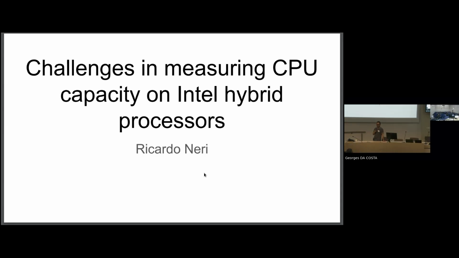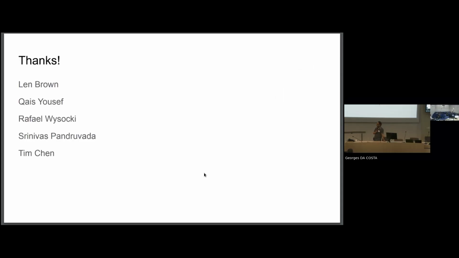My motivation for this talk is that every time we go to a conference and discuss how we use asymmetric packing for hybrid Intel processors, we get the question on why are not you using EAS or why are not you using CPU capacity. So I wanted to give it a try and present some results, not on full EAS, but on the capacity calculation side of things.